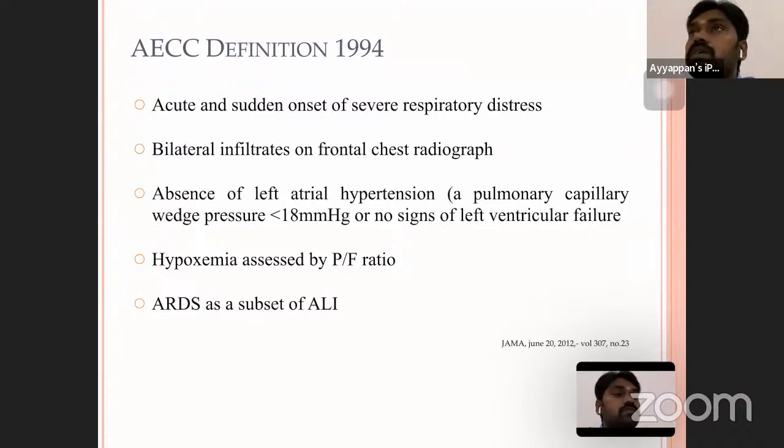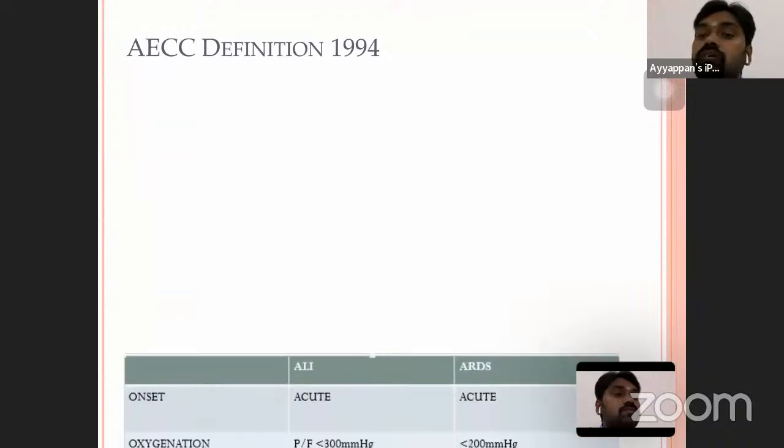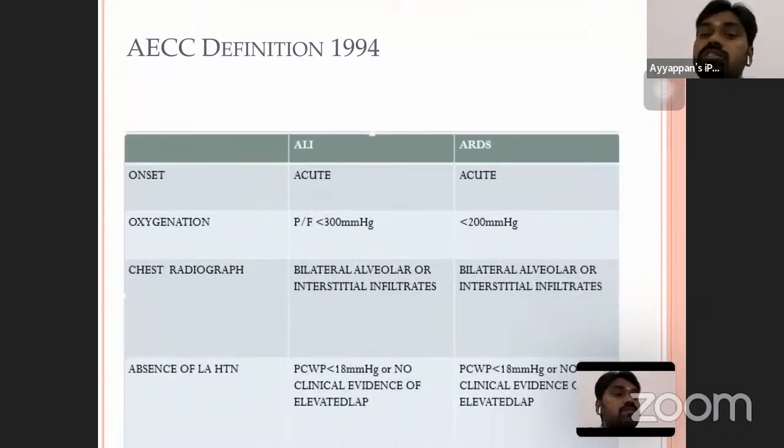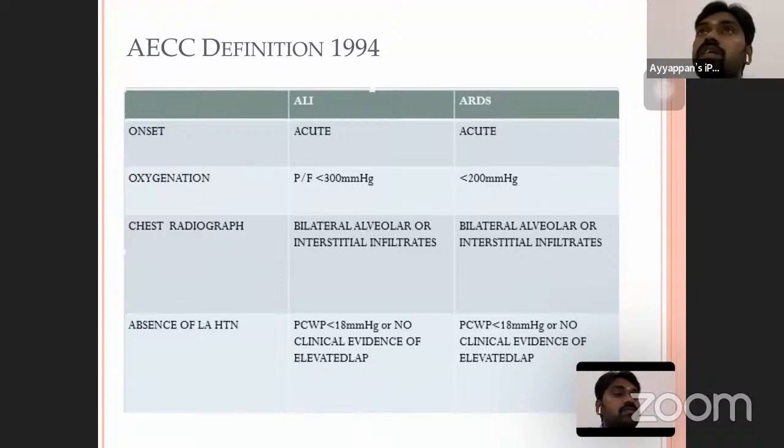And they came up with a definition based on timing of onset, which should be acute, and a radiological finding, which should be bilateral infiltrates on a frontal chest X-ray, and absence of left atrial hypertension or left ventricular failure, which is indicated by a pulmonary capillary wedge pressure of less than 18 mmHg, and hypoxemia, which was defined by PF ratio. So the four things they used were timing of onset, oxygenation, chest radiograph, and absence of left atrial hypertension.